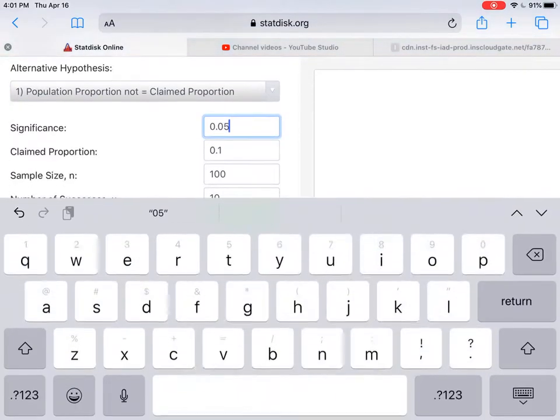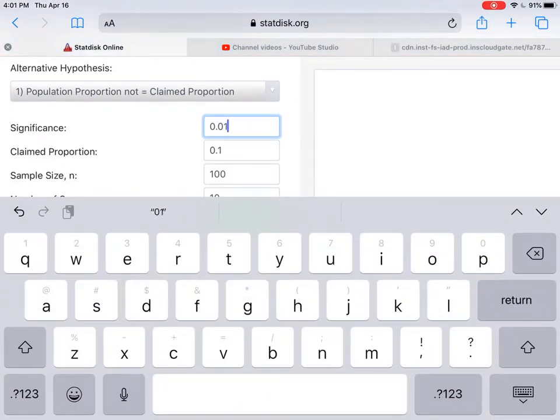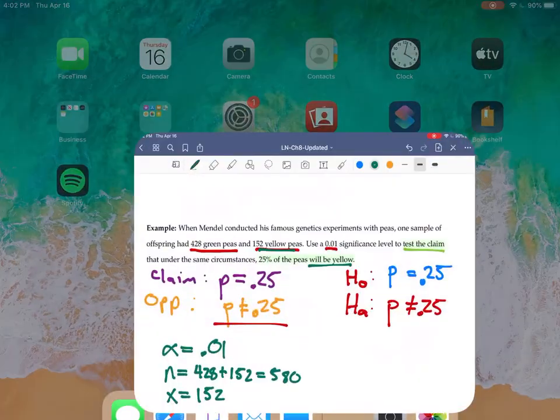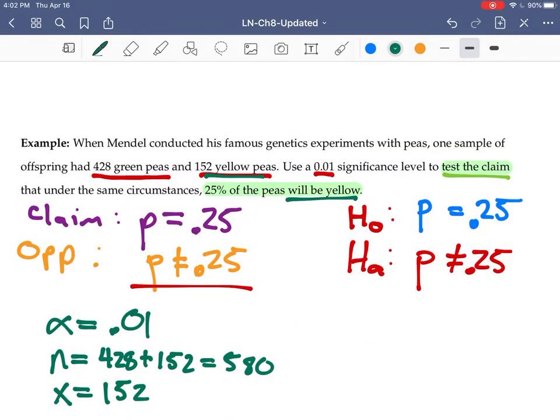Our significance level here was 0.01. The claimed proportion, the null hypothesis, said that the proportion is actually equal to 0.25. So that's just from the claim. It's coming from the null hypothesis. Our sample size was 580. And the number of successes that we had was, I don't remember, let's look back. The number of successes was 152.